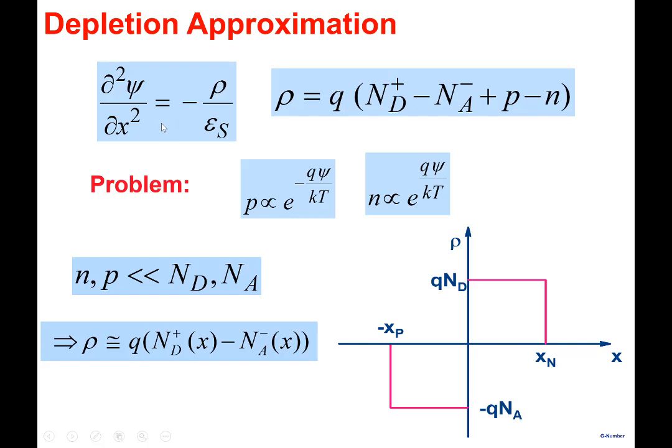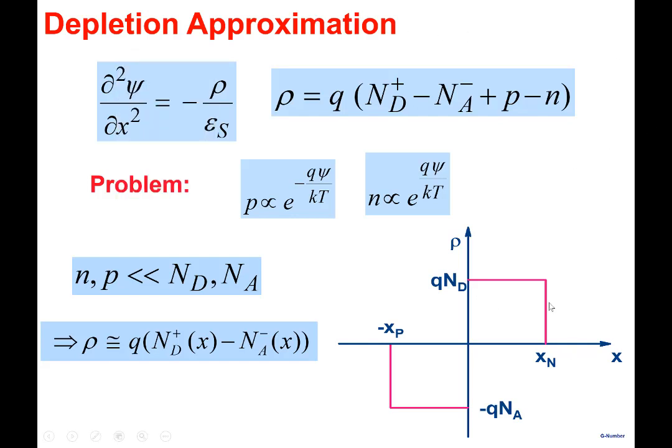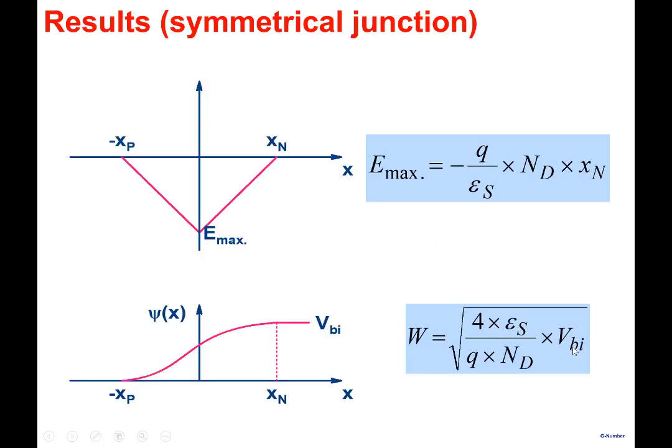You end up by saying my charge density rho is qNd. Charge density rho is qNd here, drops to 0 at xn. Charge density is qNa, drops to 0 at xp. You simplify it. Obviously, you know that it's not sharp, as I said. It's not that it drops to 0. It drops gradually to 0 here. Okay?